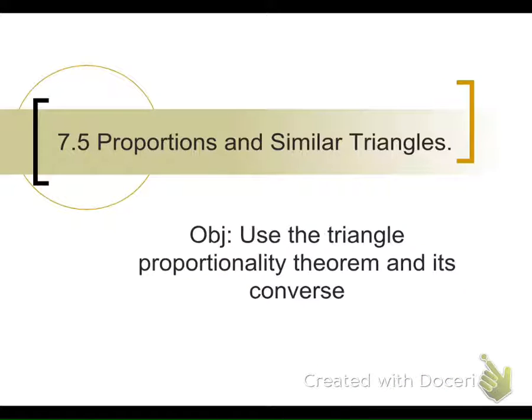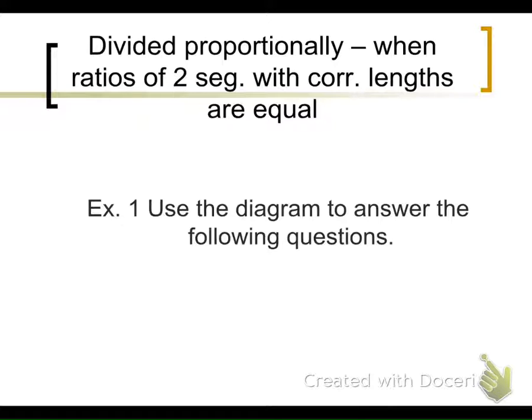Okay, so we see we have 7.5 proportions in similar triangles. We have our objective, which you're going to write on the top of your page. Use the triangle proportionality theorem and its converse. That goes on the top of your page. Here is our definition. Divided proportionality is when ratios of two segments with corresponding lengths are equal.